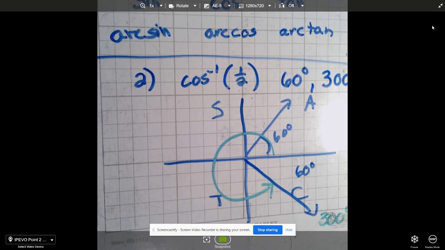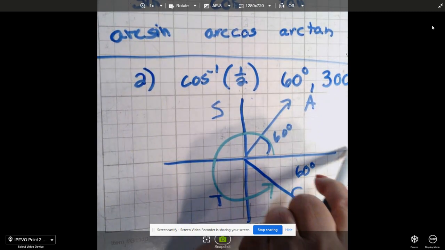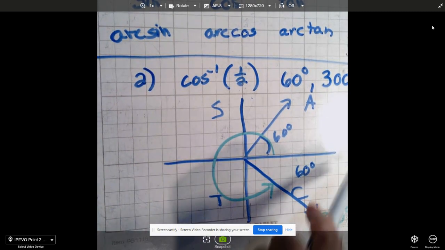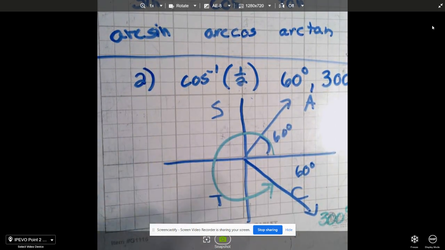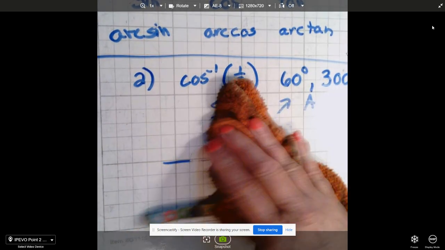So there will always be two places on your unit circle where it will equal 1/2. And that'll be true unless sometimes when you're at either 0, 90, 180, or 270, sometimes you'll only have one angle, but generally you'll have two. So let's take a look at another example.